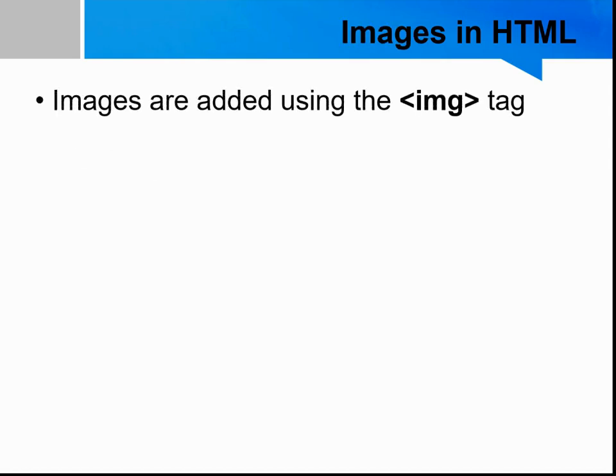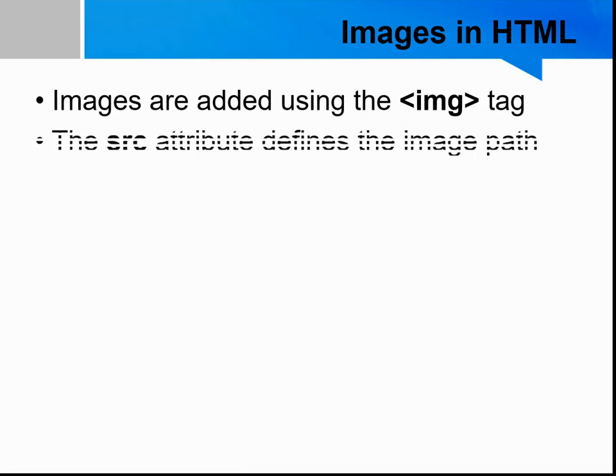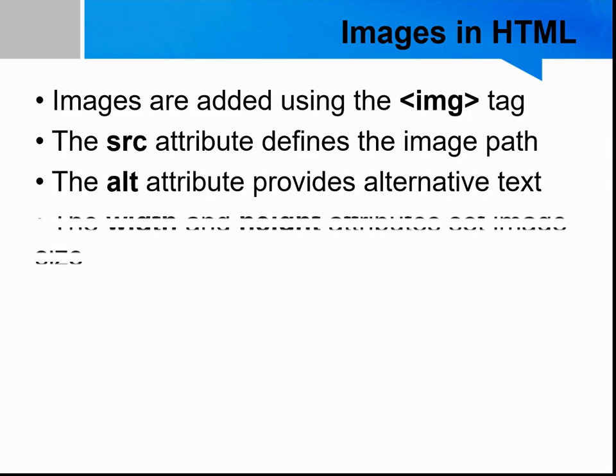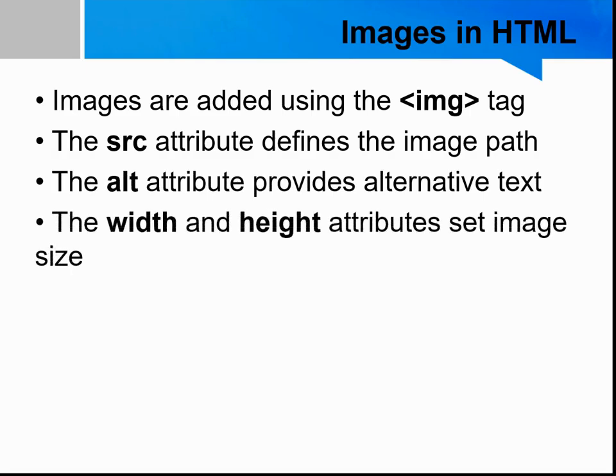Next, let's talk about images. Images are added using the img tag. The key attributes are src, the path to the image file; alt, alternative text, which is important for accessibility; width and height, used to set the image size.